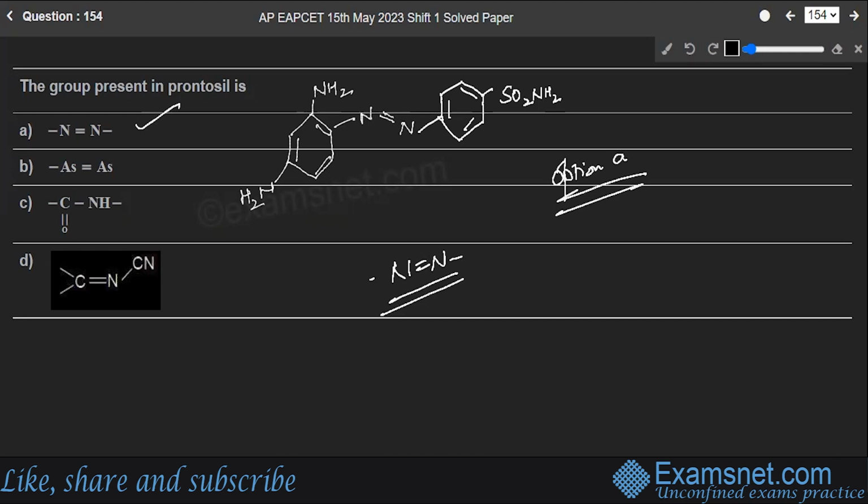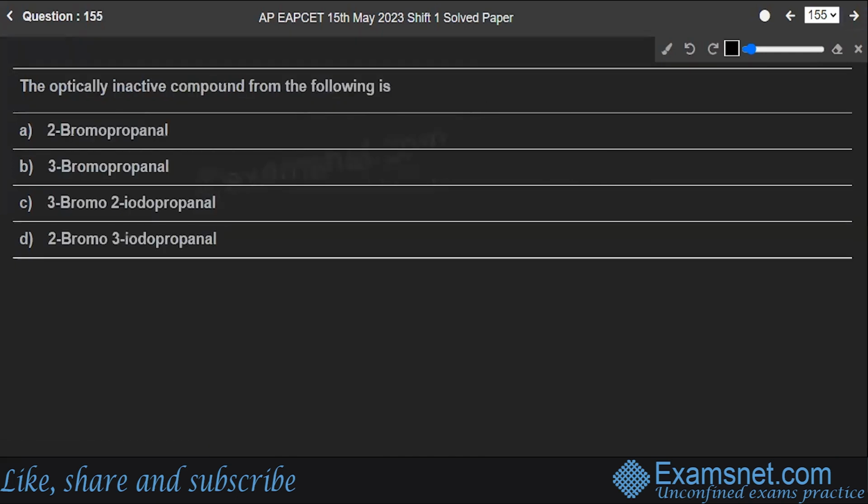Hope you understood that. Next is question number 155. The optically inactive compound from the following is. So you have 2-bromopropionyl, 3-bromopropionyl, 3-bromo-2-iodopropionyl, 2-bromo-3-iodopropionyl. These are the options. Which of these is the optically inactive compound? See, if I draw this 3-bromopropionyl, it is an optically inactive compound as among all the 3 carbon atoms, no carbon atom is chiral. Let's make the structure of it first to understand.